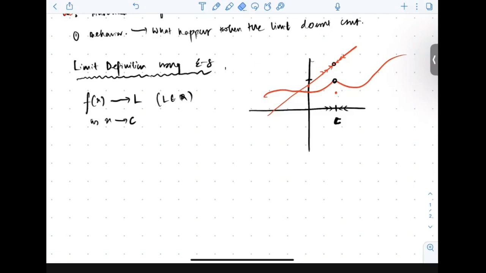So remember that when x is around that c, remember that. So this is very important. So let's get started.